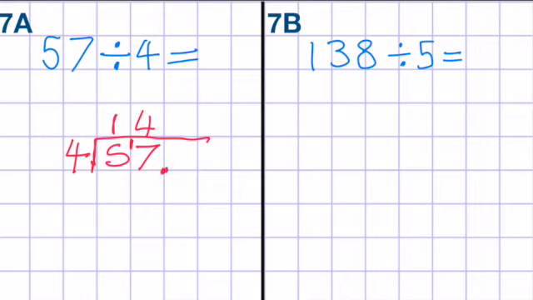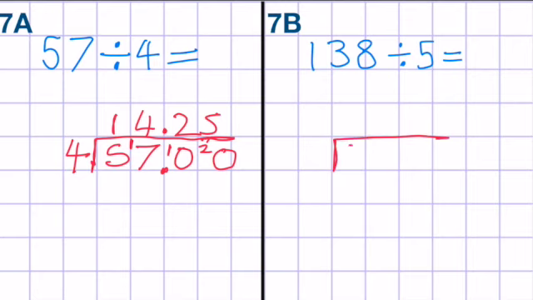So I'll put a decimal place, 1 with a 0. 4 goes into 10 2 times with a remainder of 2. I'm extending my bus stop. Put your 0 there. 4 goes into 20 5 times, so it's 14.25.